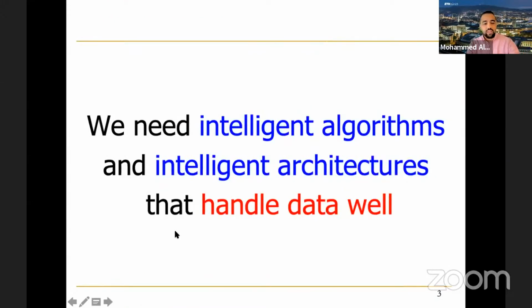All right, so as a summary of the last lecture, we said that we need intelligent algorithms and intelligent hardware or architectures that can both handle the data very well. So we agree, all of us, hopefully, that designing algorithms alone is not efficient. Designing hardware architecture for an existing algorithm might not be efficient. The best way to get the most speedup is to design an algorithm that is aware of the hardware you are using.